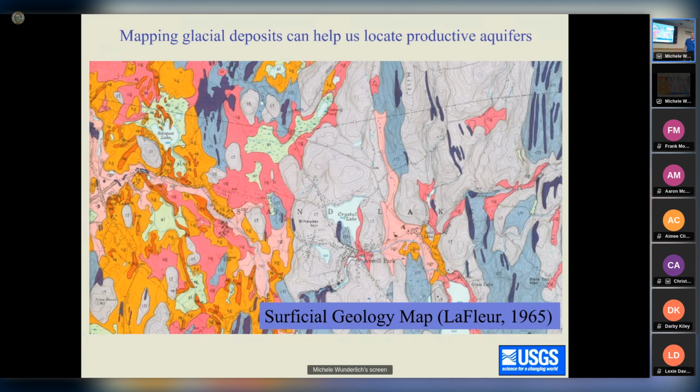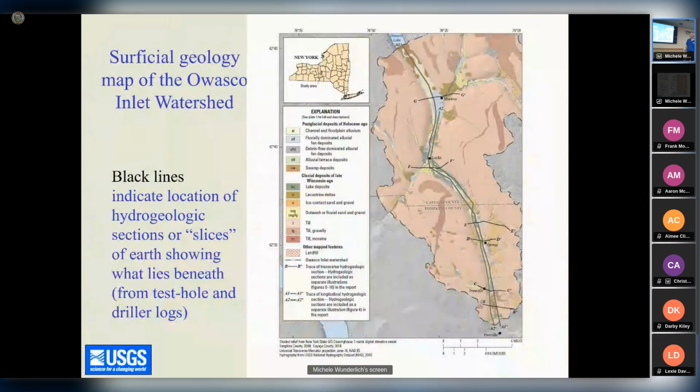Okay, next. So this is kind of an overview map. There's a big plate in the report, and I didn't put the link online, but if you Google Owasco and my last name and USGS, I sent it out before the meeting. It pops up. So there's a big plate associated with that has much more detail.